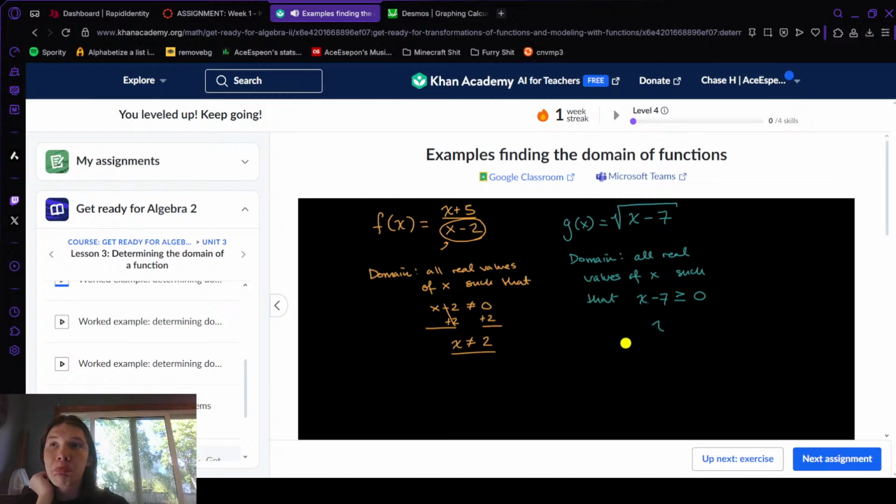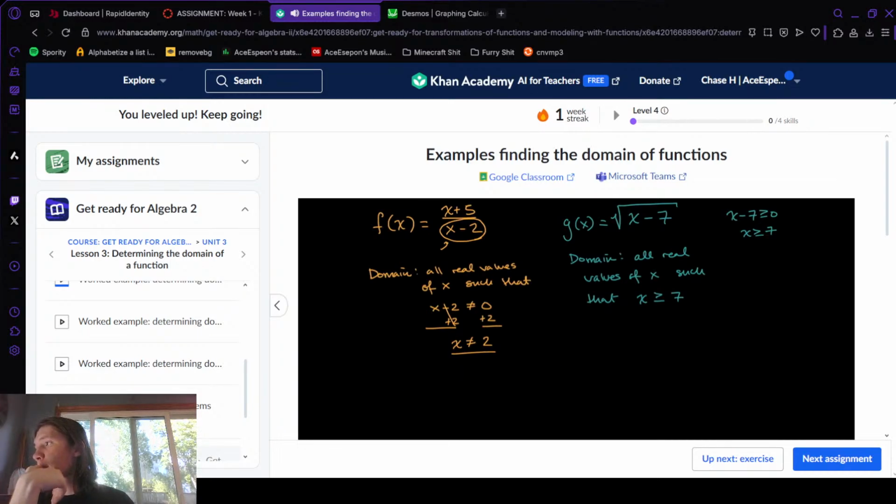So let me just write it that way. So such that x is greater than or equal to 7. All I did is I said, all right, where could this thing break down? Well, if I get x values where this thing is negative, we're in trouble. So x minus 7, whatever we have under the radical, needs to be greater than or equal to 0. And so if x minus 7 needs to be greater than or equal to 0, you add 7 to both sides, you get x needs to be greater than or equal to positive 7.